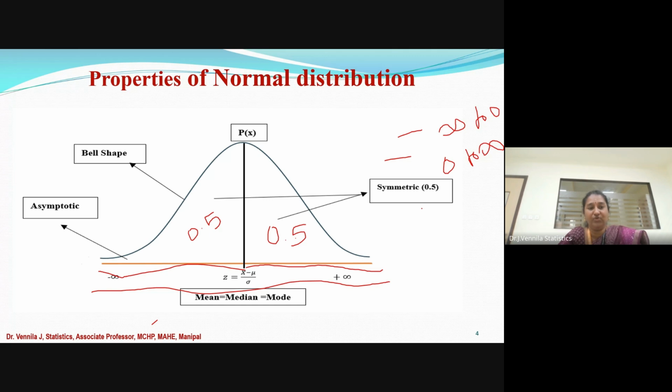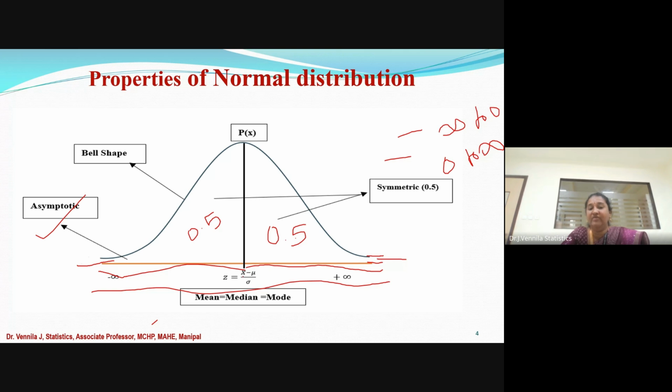And see the fourth property. See the x-axis, and when we draw the y-axis, some gap is always there, because we are studying based on the variance only, right? So this gap is always there. So it is called an asymptotic curve.